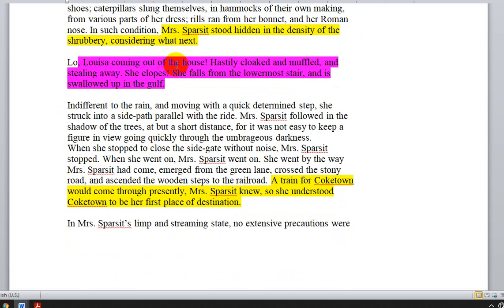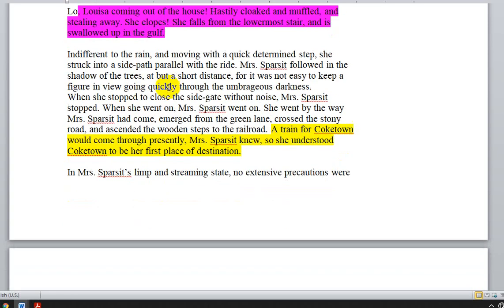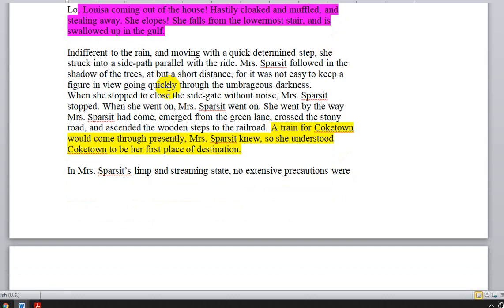Louisa, coming out of the house, hastily cloaked and muffled, and stealing away. She elopes. This is how Mrs. Sparsit sees her. Elopes means escapes. She falls from the lowermost stair, from the lowest point on this staircase, and is swallowed up in the gulf.